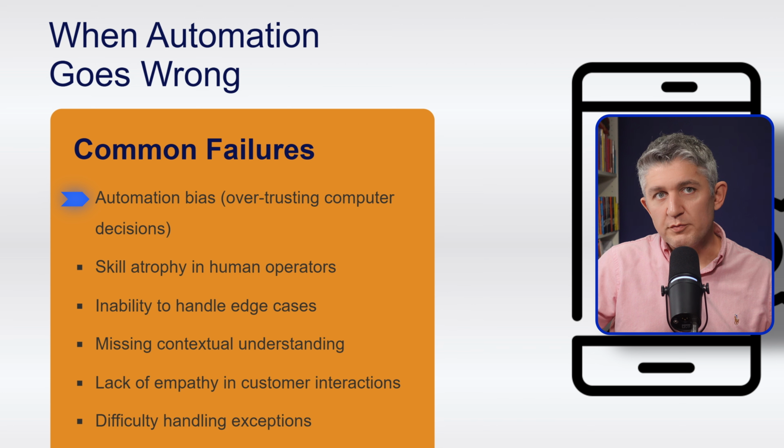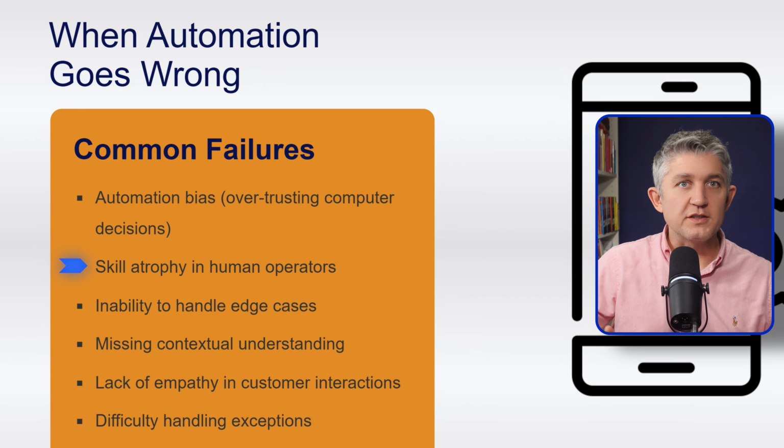Automation is helpful until it isn't. Here's where it goes wrong and how to guard against it. Common failures to watch out for. Automation bias: over-trusting computer outputs. Just because it was automated or produced by computers doesn't mean that it's correct or accurate. Another one to watch out for is skill atrophy.